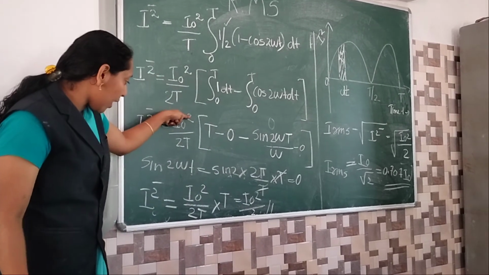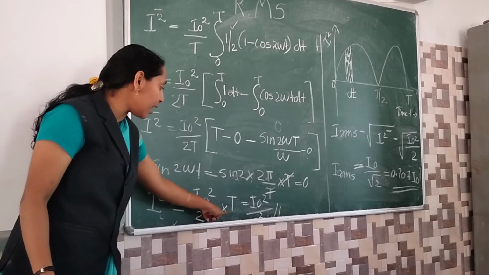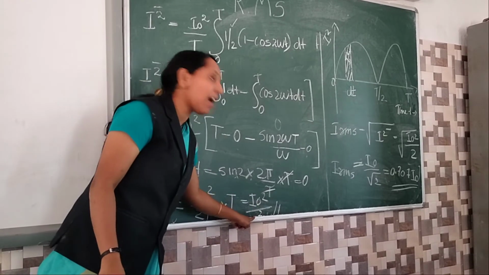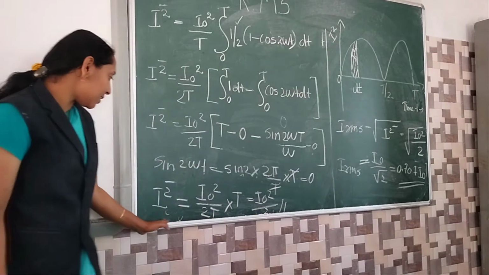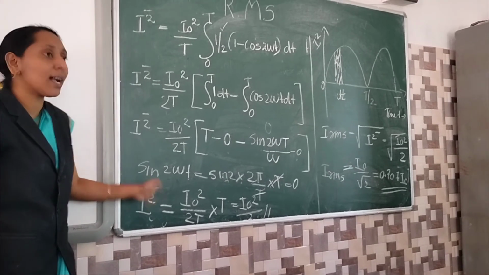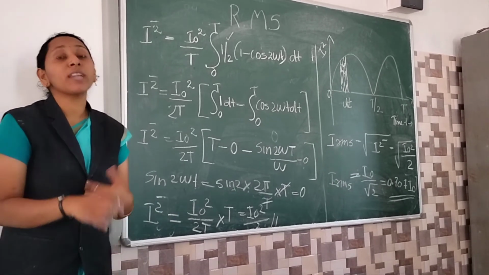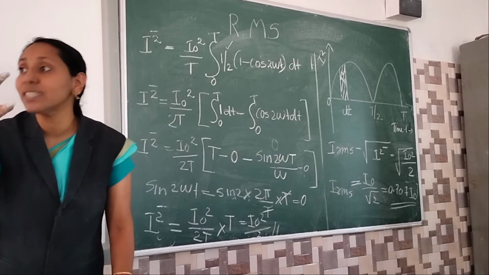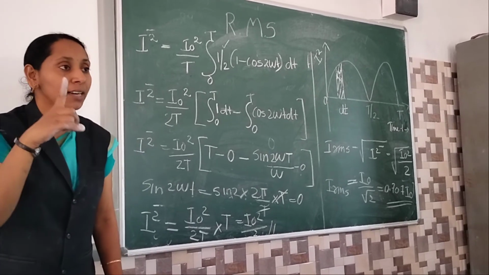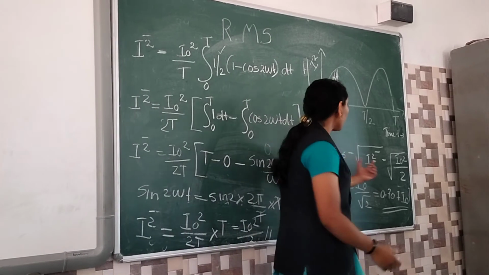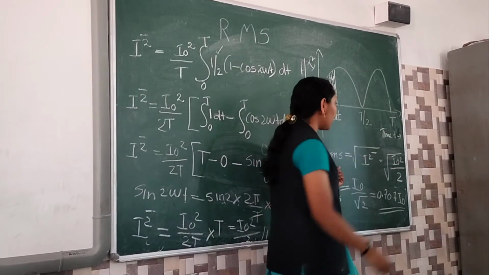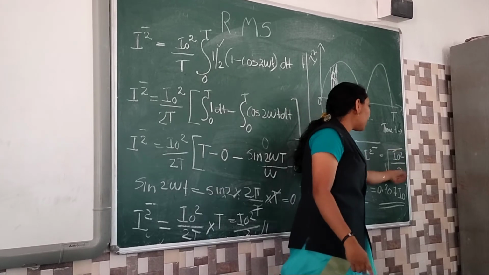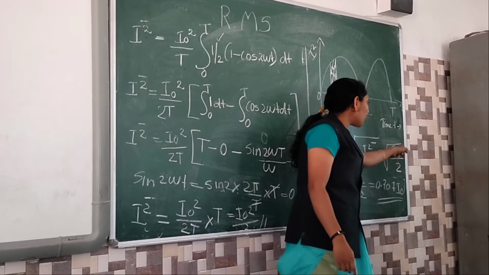I naught square divided by 2T into T, T will be cancel होगा, I naught square divided by 2, what is this? I square का बार, okay, हम लोग को क्या पकड़ना चाहिए? IRMS, what is IRMS? Square root of this data, that is IRMS. Clear everyone? So I am just taking square root of this data, IRMS equal to square root of this data, what is this I square bar? I naught square divided by 2.